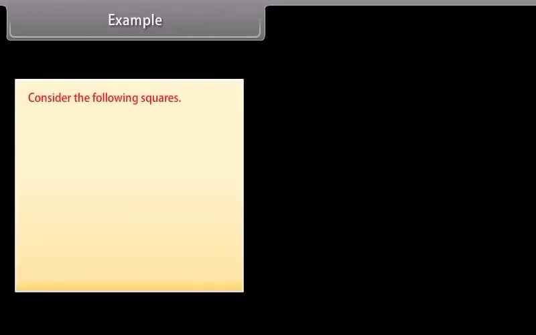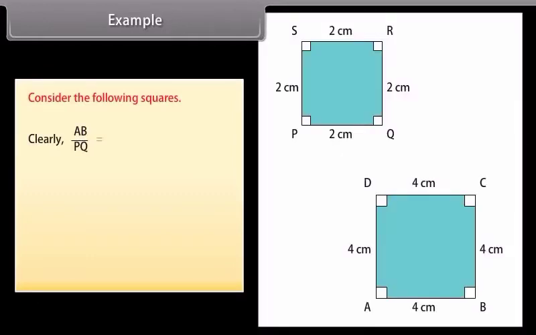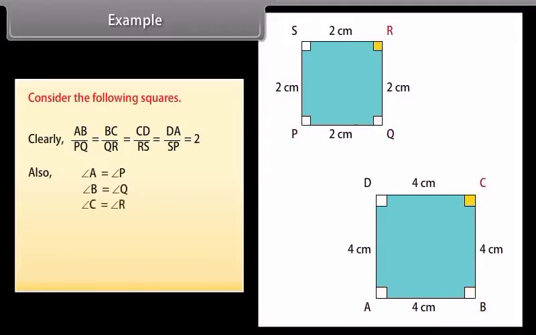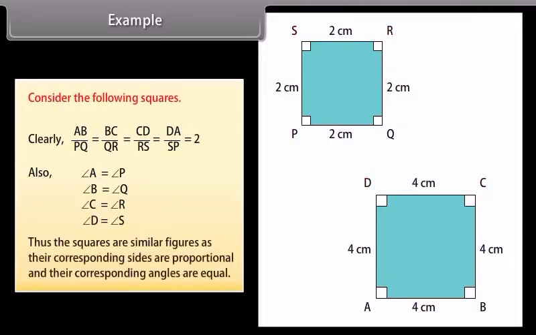Example. Consider the following squares. Clearly, AB/PQ equals BC/QR, which equals CD/RS, equals DA/SP, which is equal to 2. Also, angle A equals angle P, angle B equals angle Q, angle C equals angle R, angle D equals angle S. Thus, the squares are similar figures as their corresponding sides are proportional and their corresponding angles are equal.